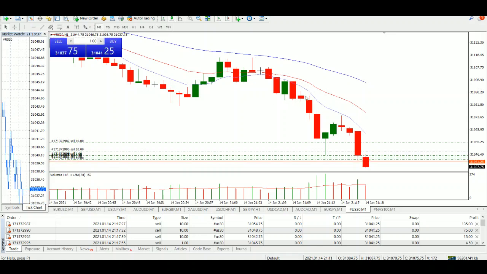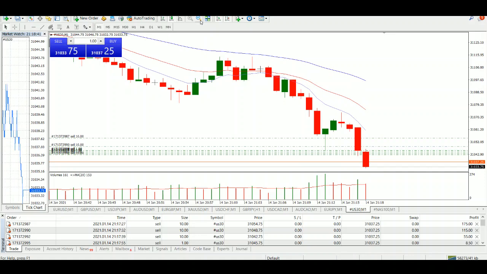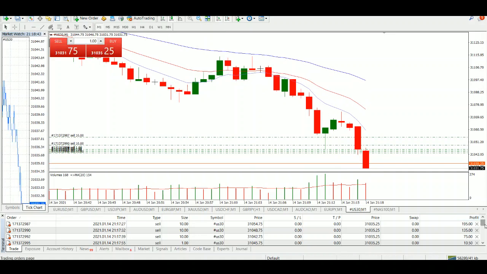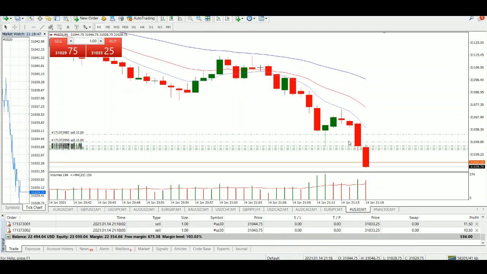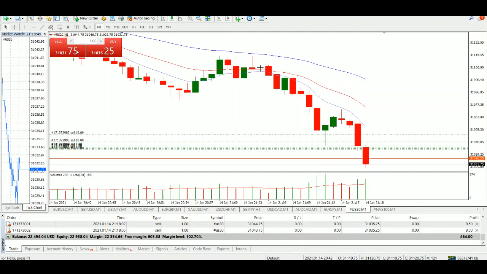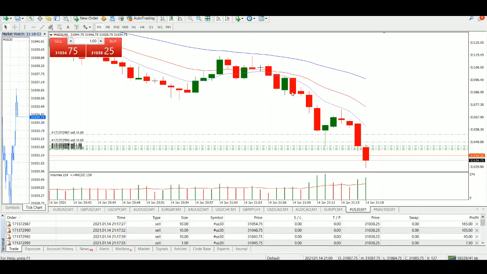Okay, so the price is moving downward much further. This is the first resistance area, and here we are, $500 in profits, and we are still in the beginning.